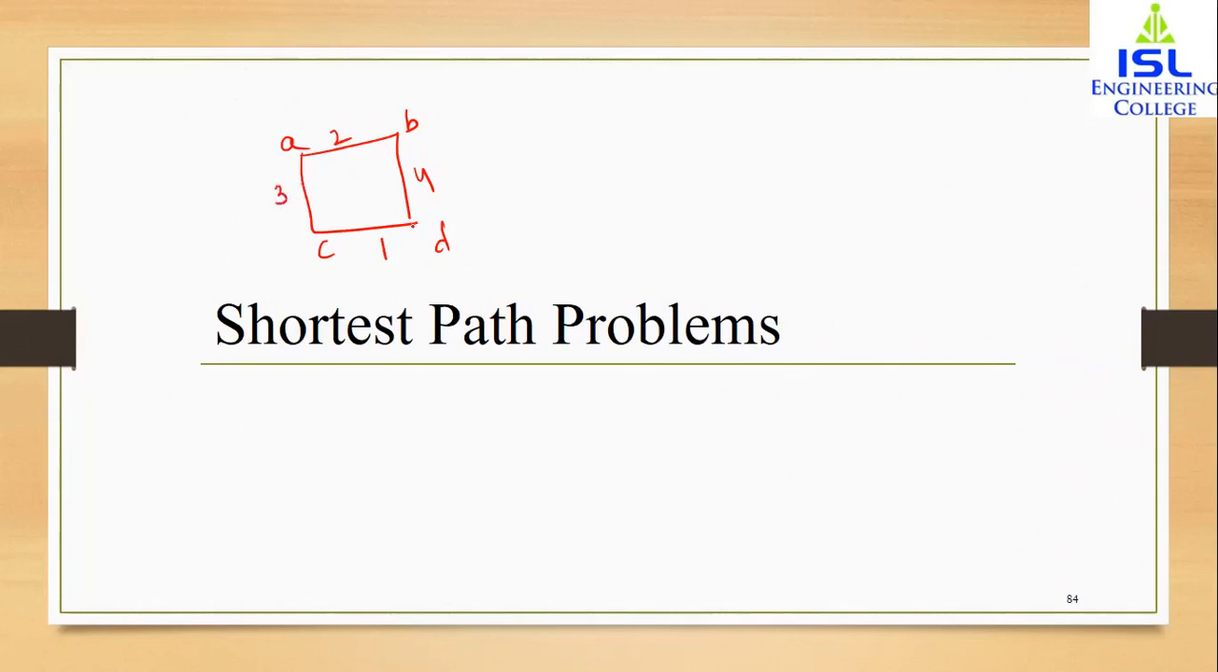Now in this case, what if I want to travel from A to D? What is the shortest path or shortest distance when we want to travel from A to D? We know that there is no direct edge between A and D. So one path might be going from A to B and then B to D, or another path is from A to C and C to D. From A to B the distance is 2, and from B to D the distance is 4. So 2 plus 4, the distance is 6.